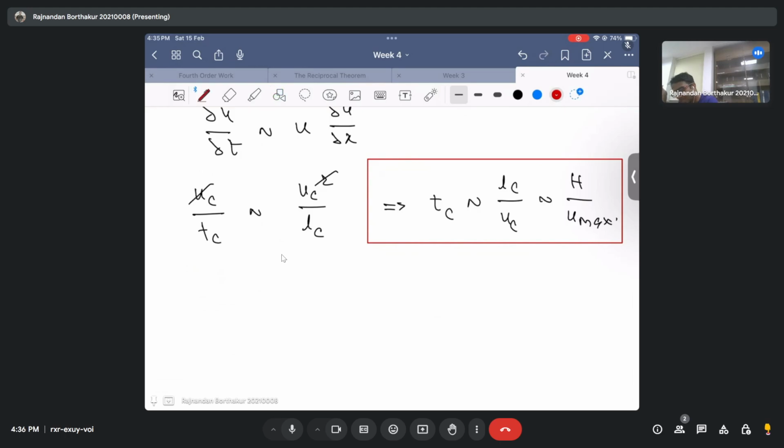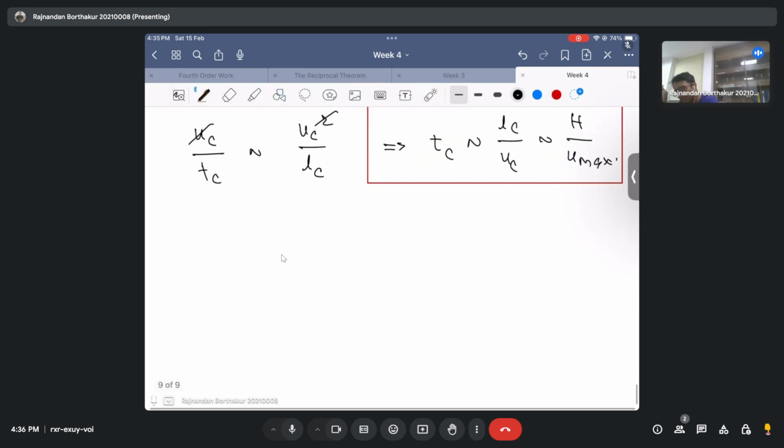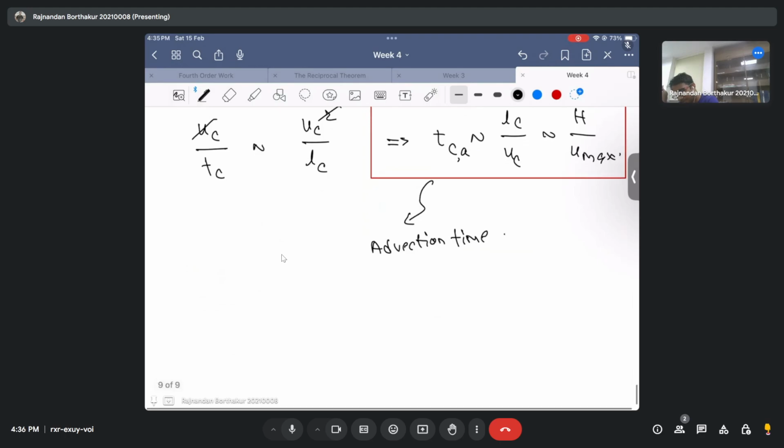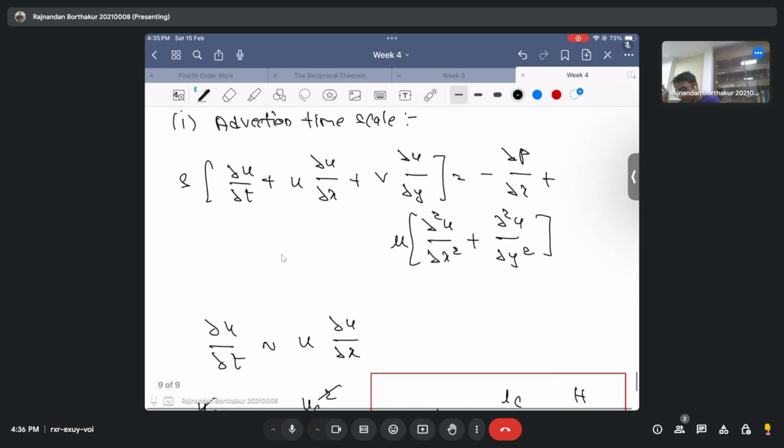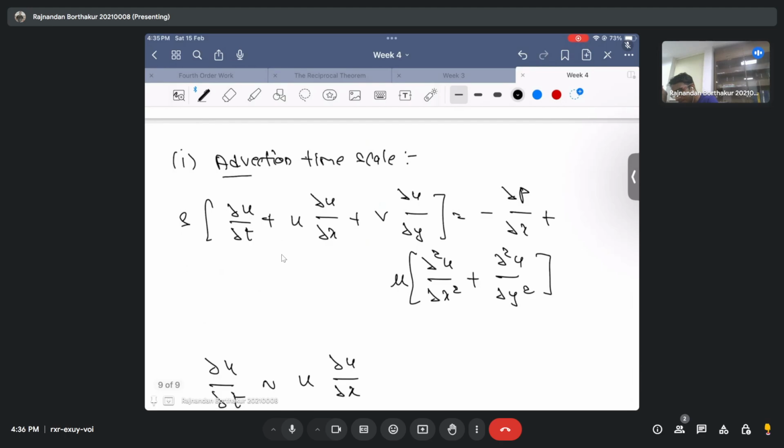All right, so this scale for time that you derive, we will call it t_c,a. This is known as the advection time scale. Now, in the same manner in which we have defined an advection time scale, I can also have a diffusion time scale.